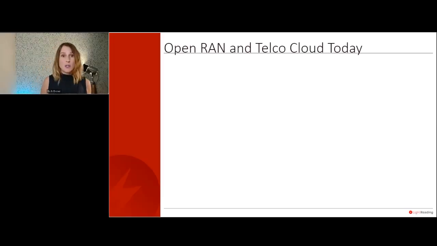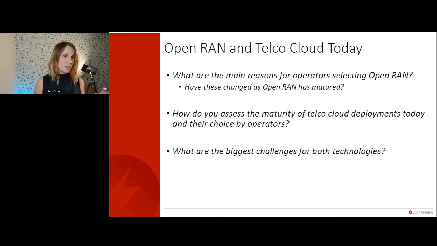Right. So this is great. We're going to move into the panel discussion now. So both Sandeep and Srihari, the first topic that we're going to discuss today is about Open RAN and Telco Cloud, and getting a status check of where we are in the industry. We're going to discuss what are the main areas for operators selecting Open RAN? Do we feel Open RAN has matured at all? Also, how do we assess the maturity in the telco cloud deployments today? And what choices have we seen by operators? And then finally, what do we see as the biggest challenges for both technologies? So over to you, Sandeep.